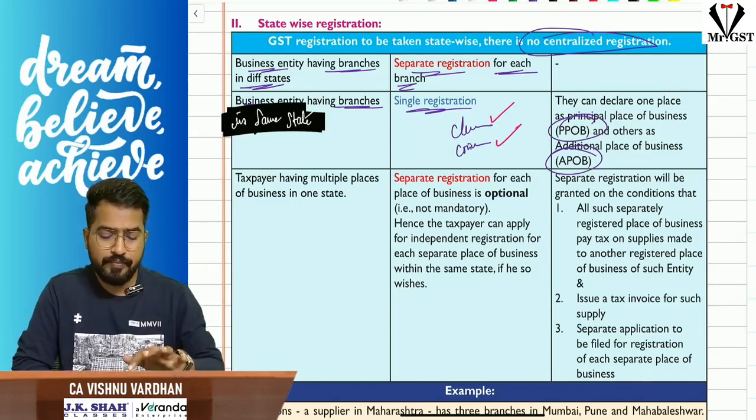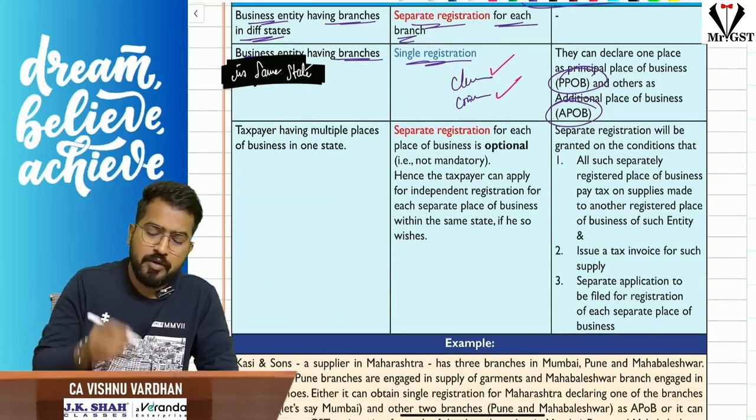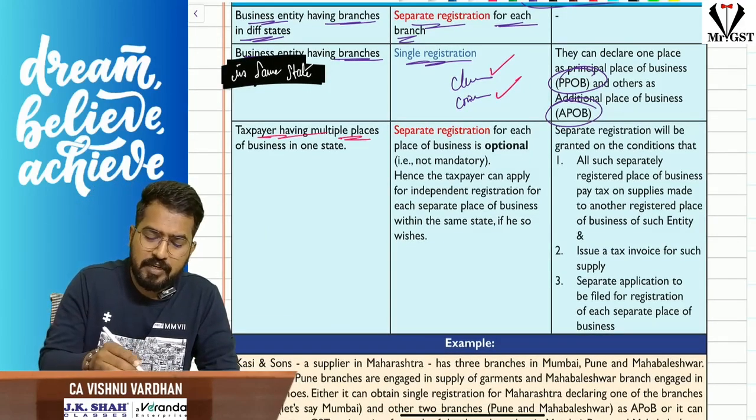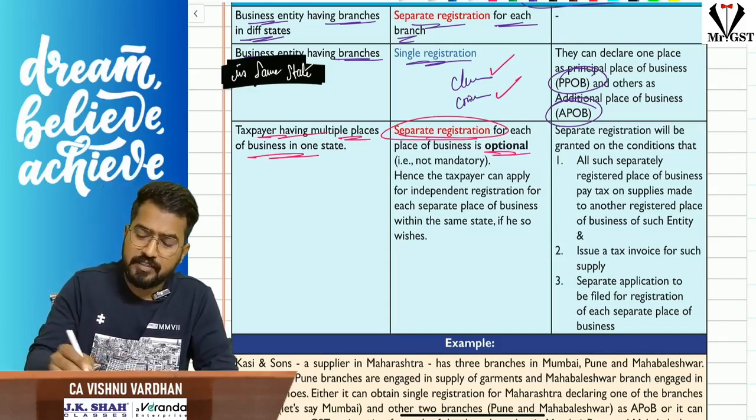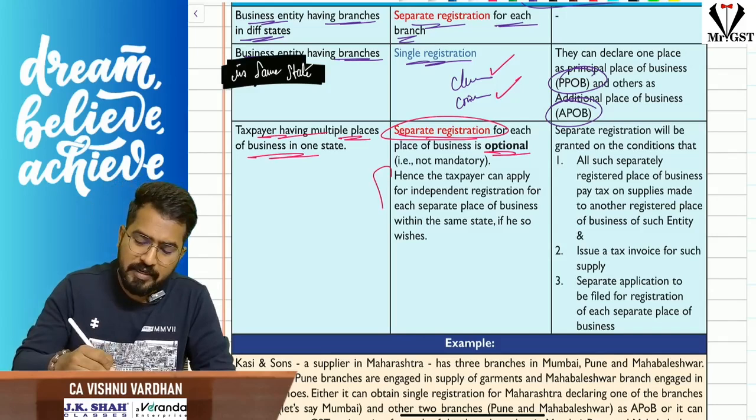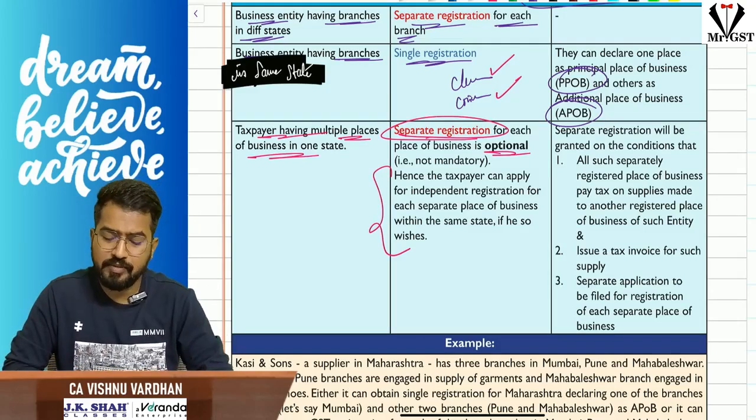Shall we continue? But here, taxpayer having multiple places of business in one state, if he is taking separate registration, as I told, it is optional and they will be treated as distinct persons. Okay.